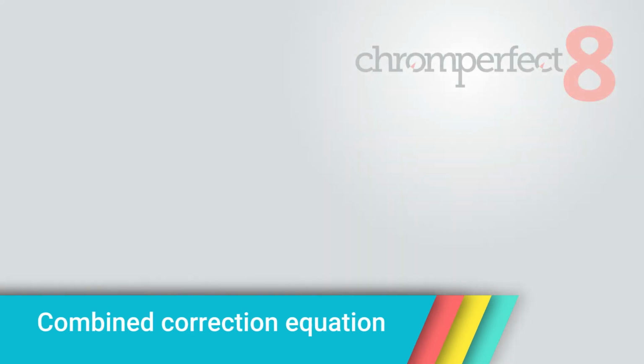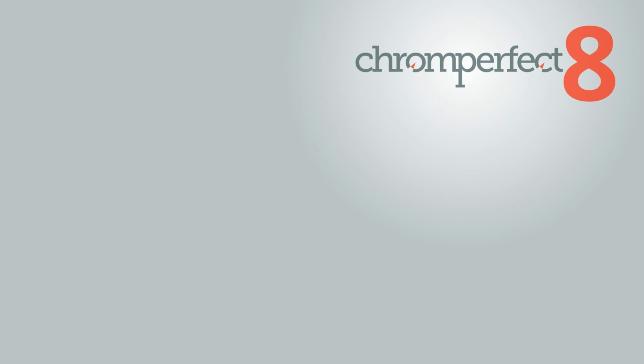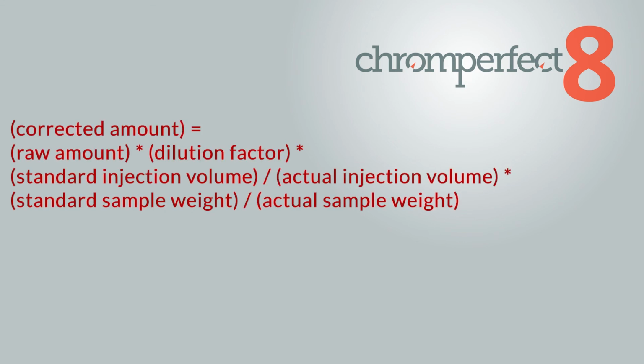The combined correction equation. When several corrections are applied to the same peak, each acts independently of the others. The formula for the combined corrections is as follows. Corrected amount equals raw amount multiplied by dilution factor multiplied by standard injection volume divided by actual injection volume multiplied by standard sample weight divided by actual sample weight.